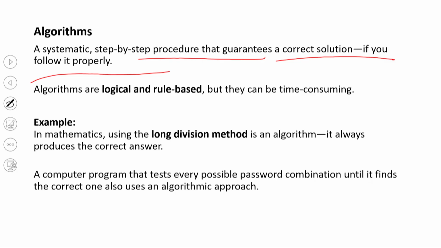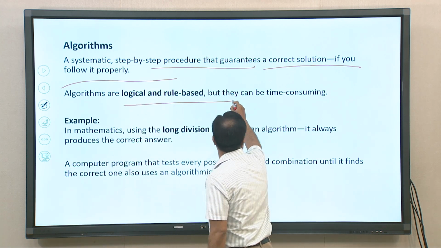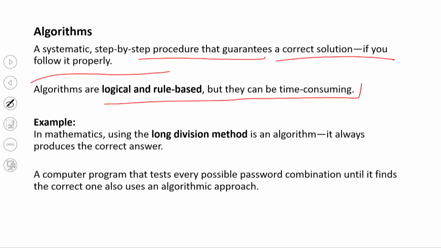So when we use a step by step systematic process, the rules are very clear and you have to follow those rules, then the solution will happen. Algorithms are logical and rule based, but they can be time consuming because exhaustive time may be required. That's why when humans use algorithms, it may take a lot of time, but a computer can process it fast, with a fast processor and so on. So for example, in mathematics, using the long division method is an algorithm. It always produces the correct answer.